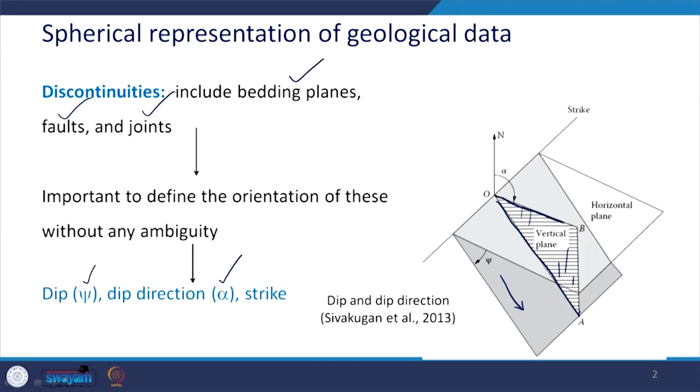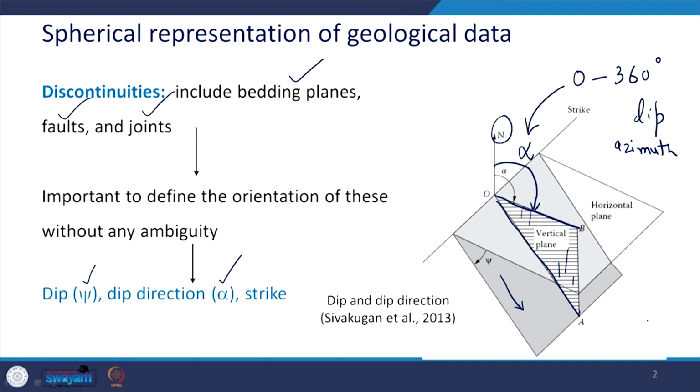So, you see that I take a vertical plane and that would intersect the horizontal plane along this line OB. The direction of this line OB with respect to north, that means this is the north, is the angle alpha, which is the dip direction, and this can vary between 0 to 360 degrees. Now, this dip direction is also known as dip azimuth. It is the direction of the horizontal trace of the line of dip which is measured clockwise from the north.